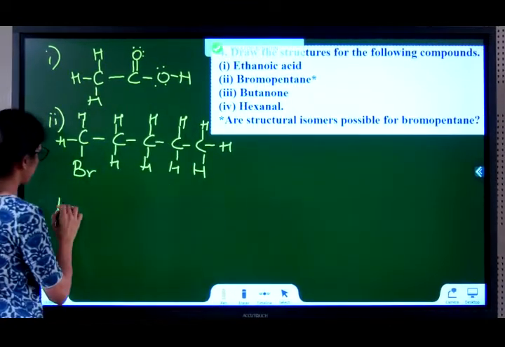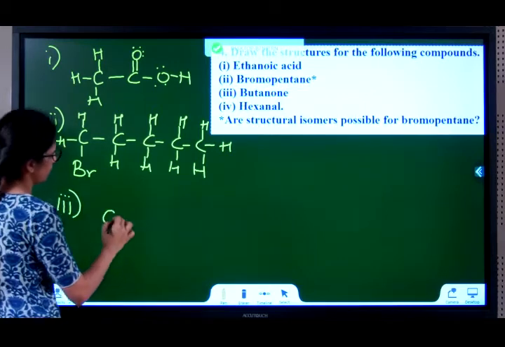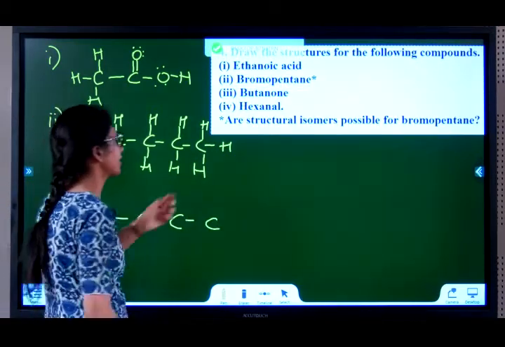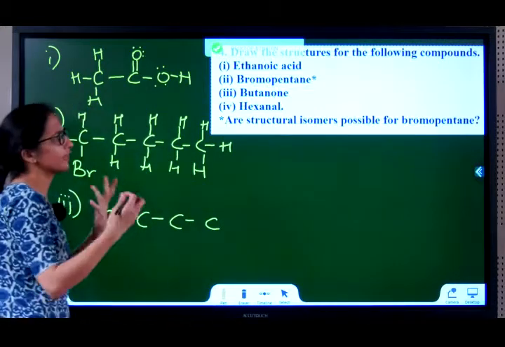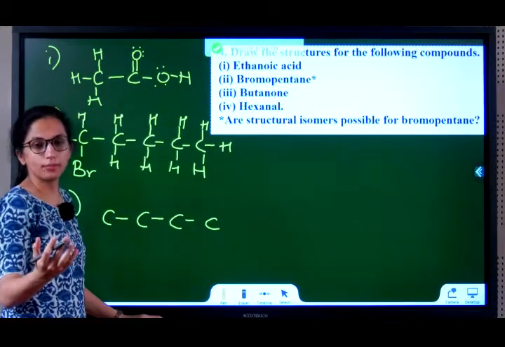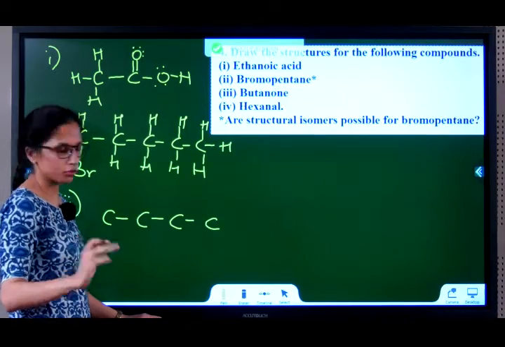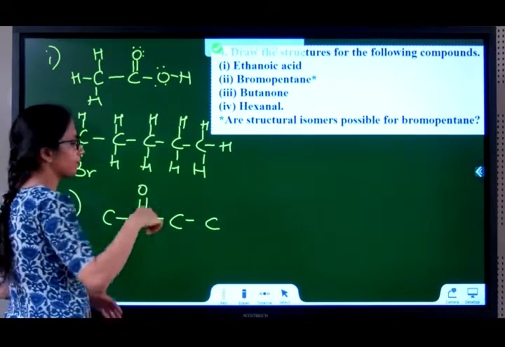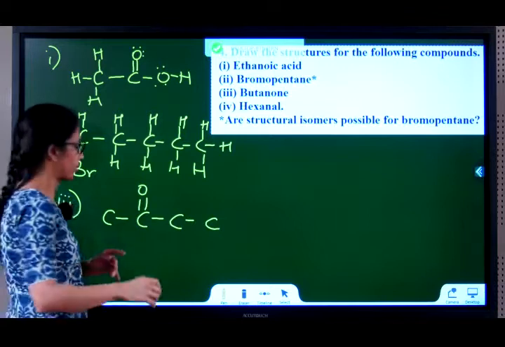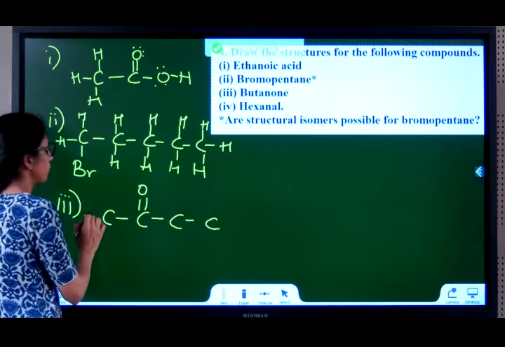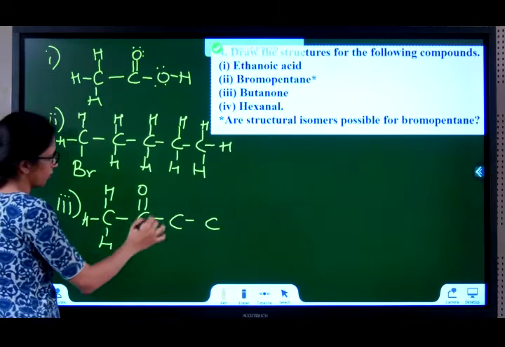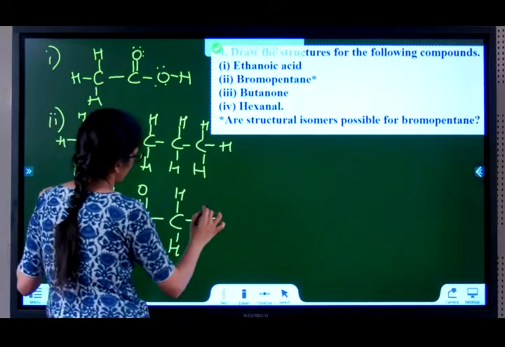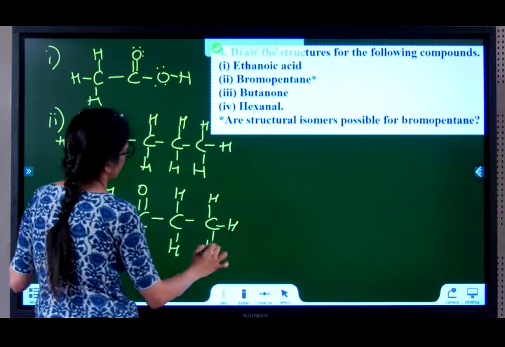Third one, butanone. 4 carbon atoms. You'll ask, ma'am, where's the number? For ketone, there should be a number, no? Yes. They have made a mistake here, or if they have not mentioned it for ketone, by default it's number 2, because that is the first possible position. But in the exam, you should not simply write butanone, you should write the number. So put it at position 2, put your remaining H's.